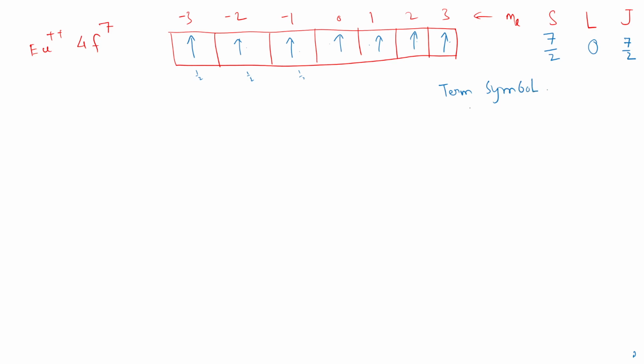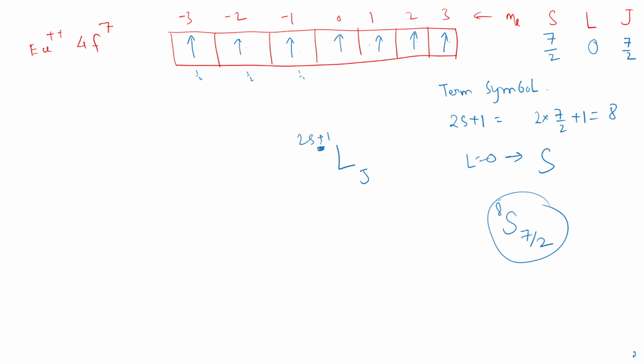Now what would be the term symbol for this? We have to calculate 2S plus 1. 2S plus 1 is 2 into 7 by 2 plus 1. This is nothing but 8. Okay, so the term symbol is 2S plus 1 and then L and J. So L is what? L is 0. L equal to 0 corresponds to S orbital. So it is 8S and J is 7 by 2. Okay, so this is your term symbol for this particular species.